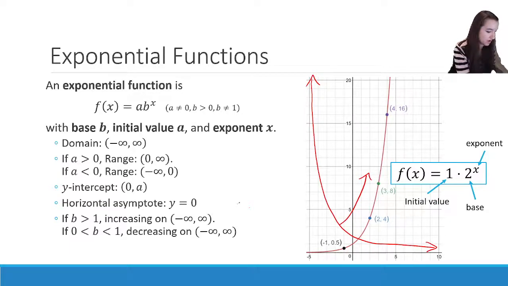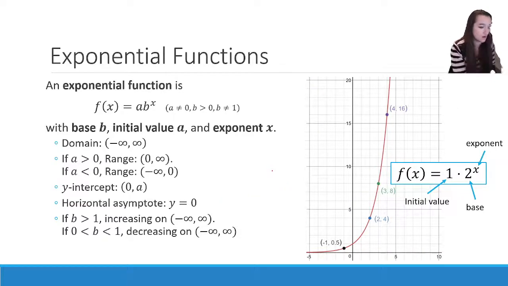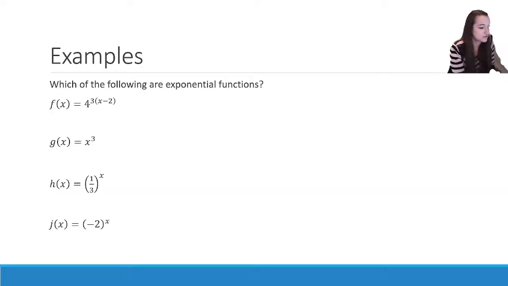Because, let's say this were, for example, f of x equals 1 times 1/2 to the x. Well, 1/2 to the x, that's, as we've already sort of discovered, 2 to the negative 1, right? And again, remembering our exponent rules, this would be 1 times 2 to the negative x. So that negative x, that would be a transformation. Plugging in negative x flips us over the y-axis. That's why we're going in the opposite direction. So you can always think of having a negative exponent as being a fractional base instead. Those are interchangeable.